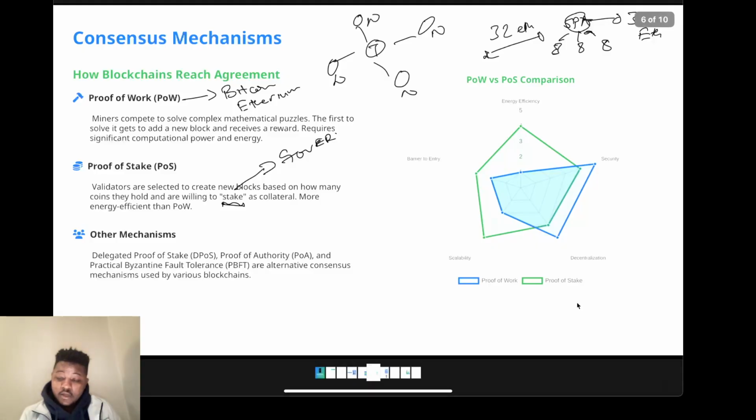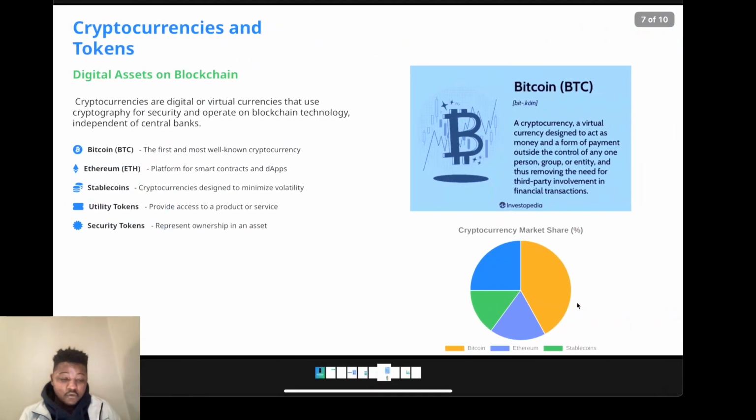Then after this, we move on to cryptocurrency. What is cryptocurrency? Cryptocurrencies are digital assets on a blockchain. They are digital or virtual currencies that use cryptography for security and operate on blockchain technology, independent of a central bank. The types of cryptocurrency: there's Bitcoin, which is the first well-known cryptocurrency.